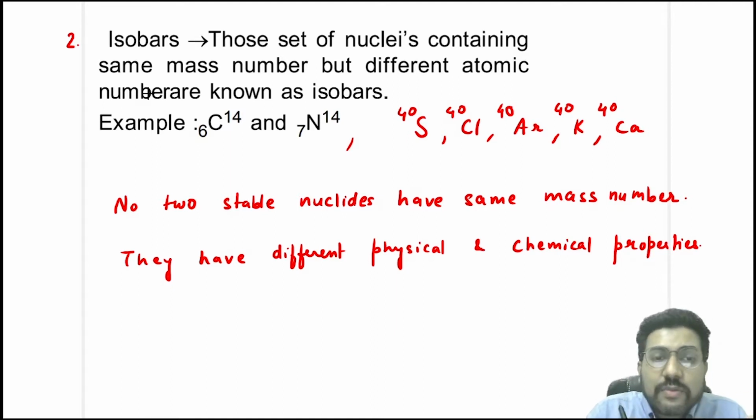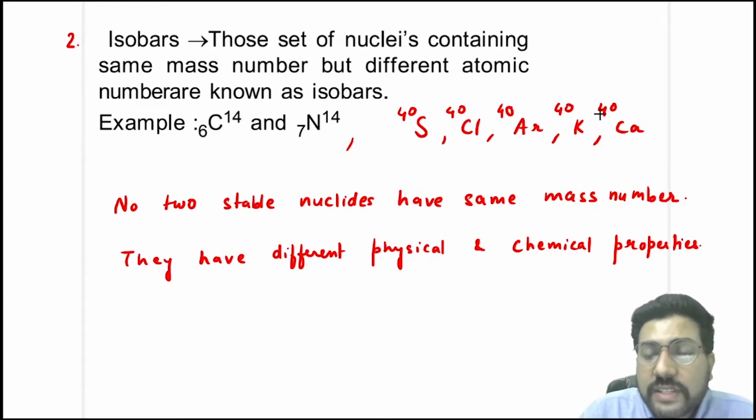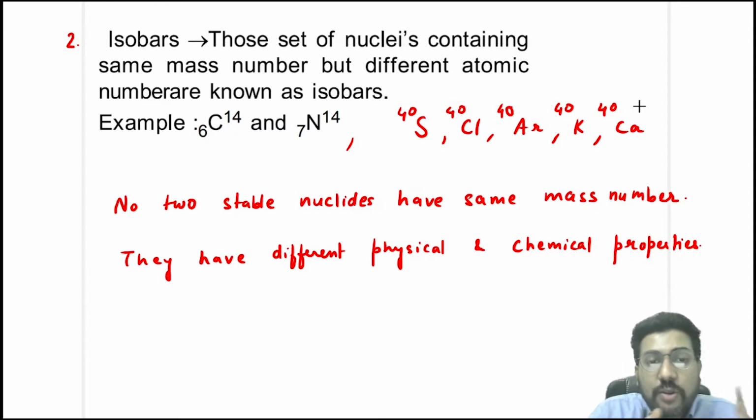So here, the properties of both are not the same. They occupy different positions in the periodic table. In isobars, what is happening is they have the same mass number. There's one more example here: S-40, Cl-40, Ar-40, K-40, Ca-40. Out of these, only Ca-40 is the most stable. No two stable nuclei have the same mass number.